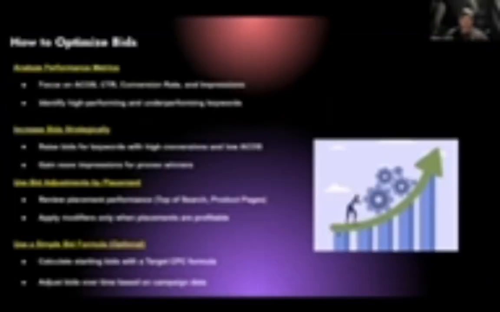Making big changes to bids, like we covered, and not accounting for conversion rate when setting bids. I'm going to get into that when I get to the formula. But yeah, these are the common mistakes. Very important stuff. How to optimize bids.